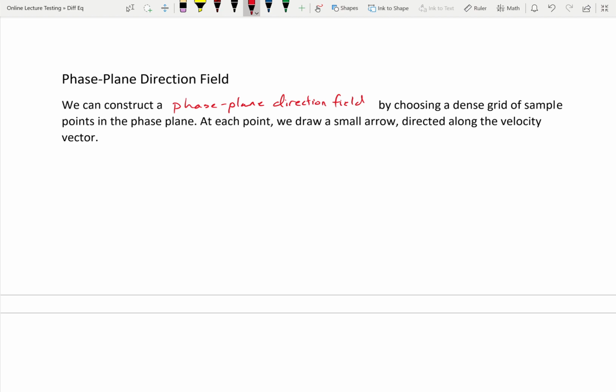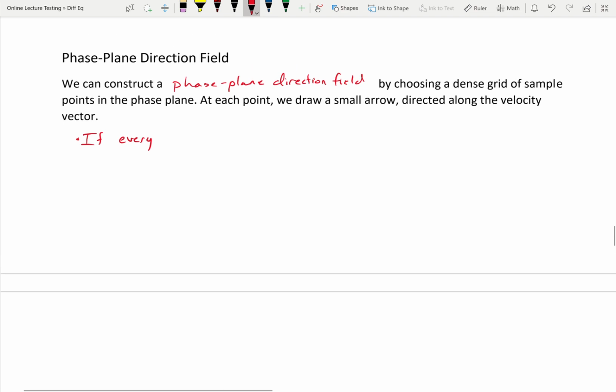One thing we do have to be careful of is if every arrow is of the same length, or is drawn of the same length, this is referred to as a direction field.